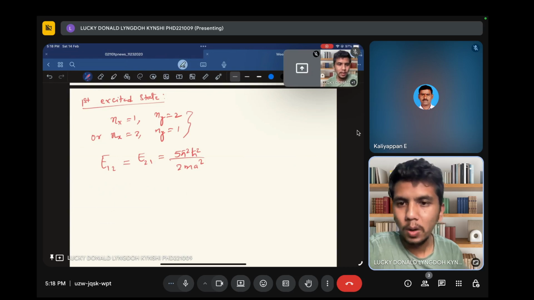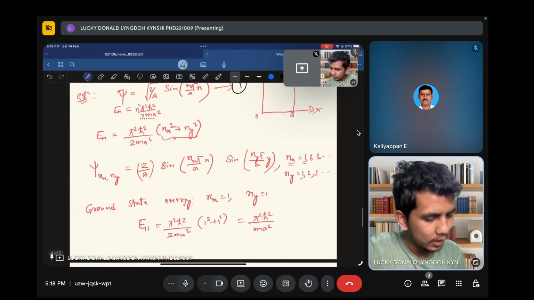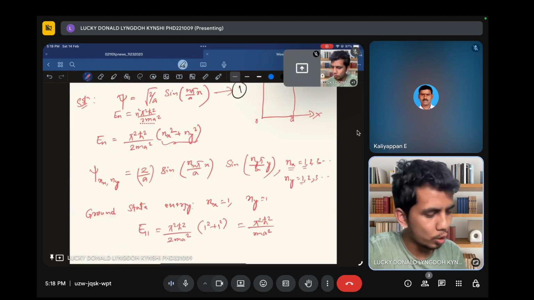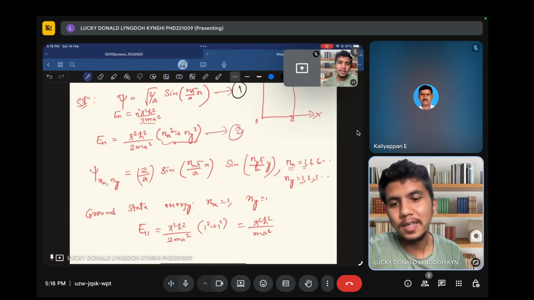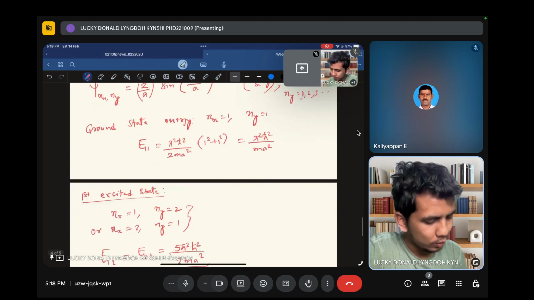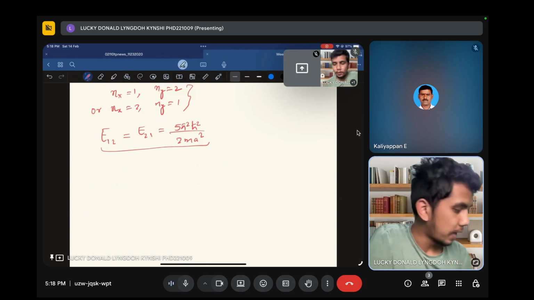Why am I considering these? Because they have the same energy. If you put back in this equation, En, which is equal to pi square h cross square by 2ma square, let me just name it as equation 2, you will get exactly the same energy. So that is the energy of the first excited state.